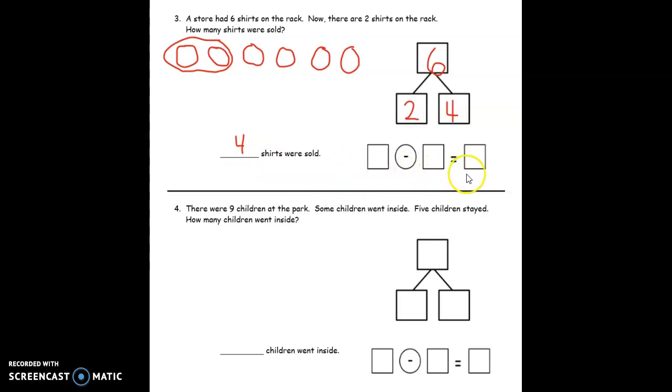Let's do our number sentence. What is our largest number from our number bond? 6 is bigger than 2 and 4. 6 subtract, how many were sold? 4 shirts were sold. And that equals our last number, 2. 6 subtract 4 equals 2.